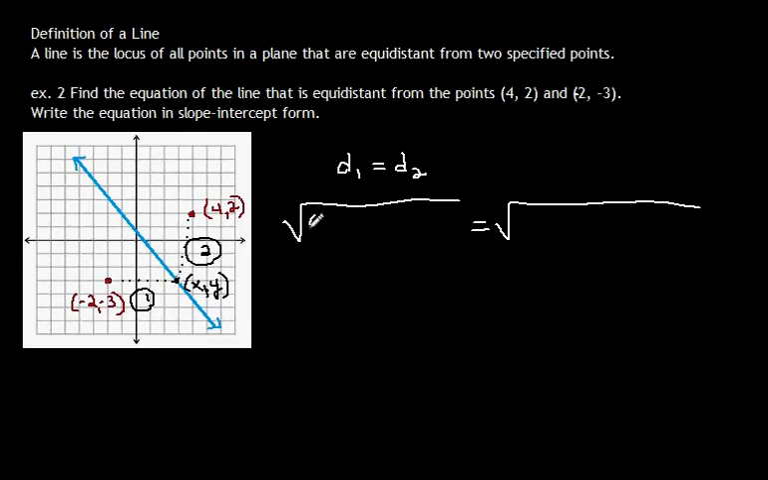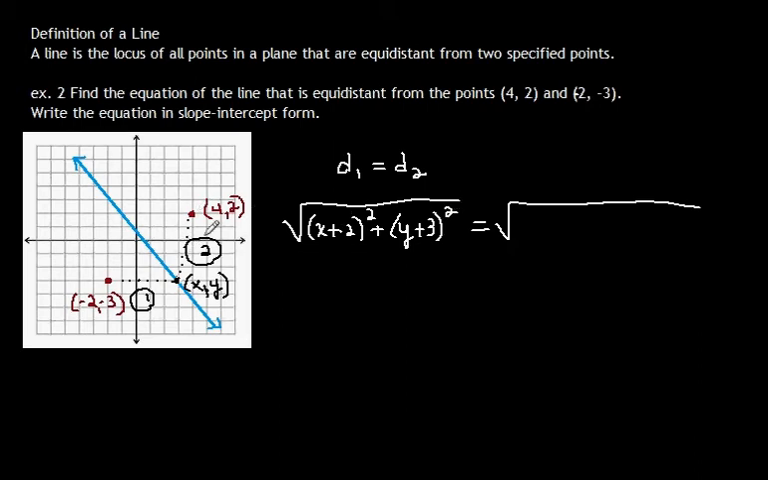So we'll just say, let's do the x's first. It doesn't matter, you can do them in either order. So we get x minus negative 2, which would be x plus 2, squared, plus your y plus 3, because it's a minus 3, squared. That's that distance.